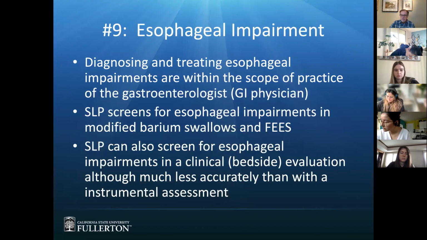Okay, let me go to the next one. Oop, not that far. And then we get to esophageal impairment, number 9. That's the last one.